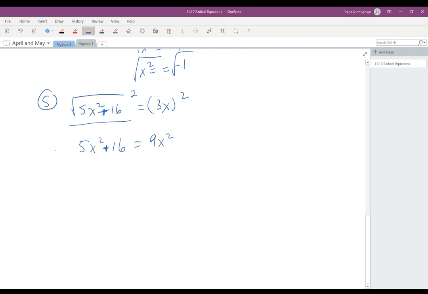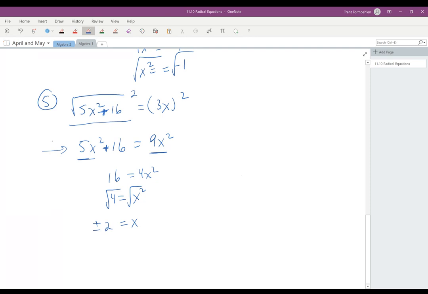Well, now we get this equation. To solve this equation, we need to solve for the x squared. So we're going to get 16 equals 4x squared, which means that you're going to have 4 equals x squared. And so when you take the square root of both sides, that gives me x equals plus or minus 2.